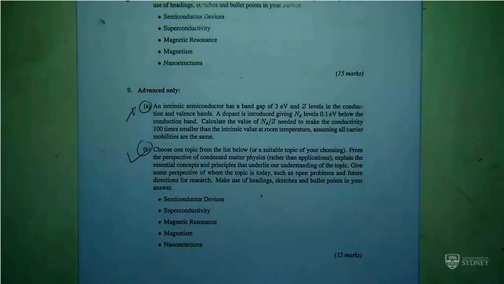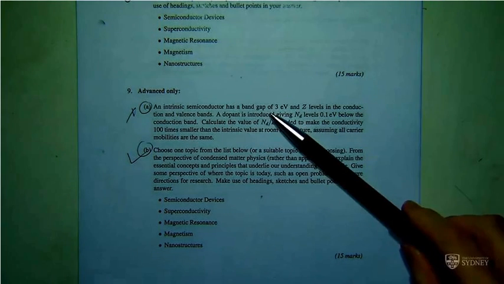An intrinsic semiconductor has a band gap of 3 doping levels. Okay, in this case you are given information about the position of a dopant level below the conduction band. Yeah, you don't need to know that. We didn't do that. Although we did lots of other things, right?